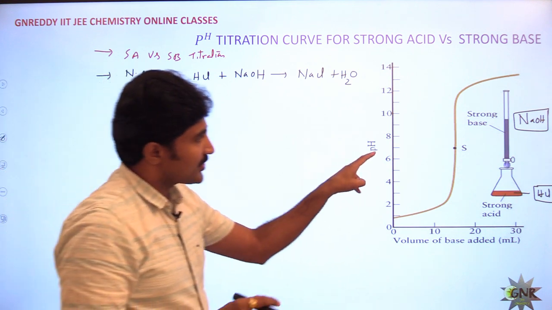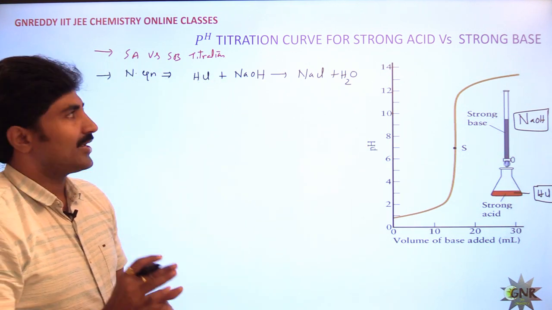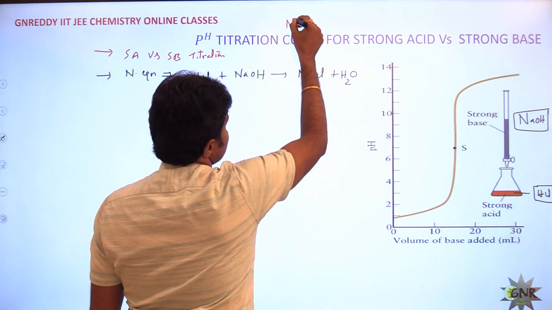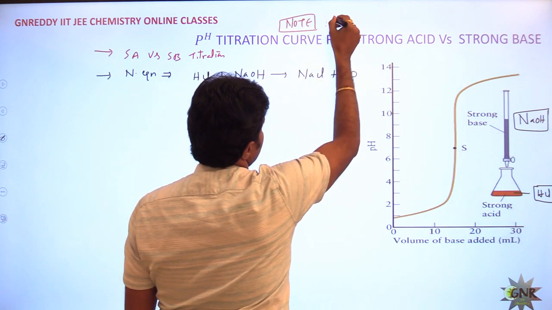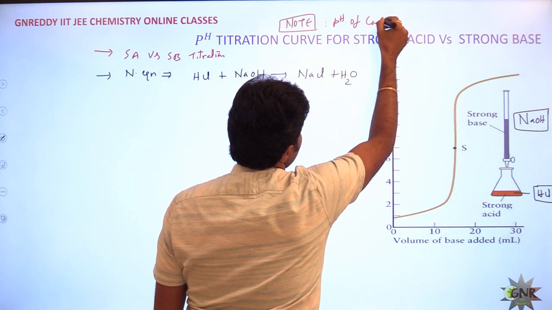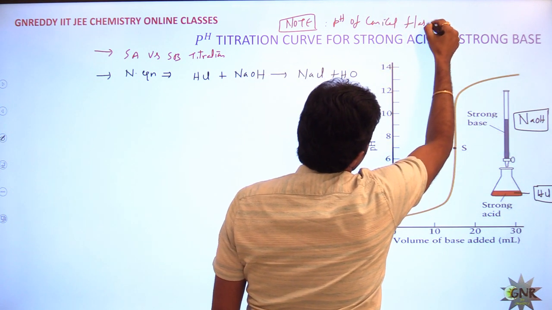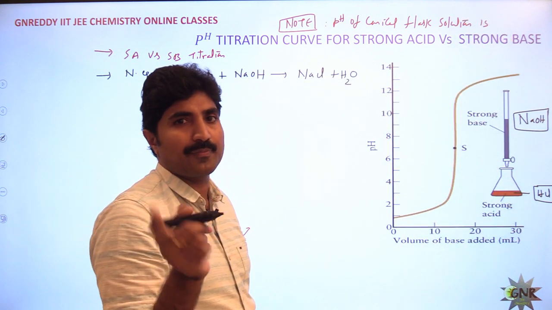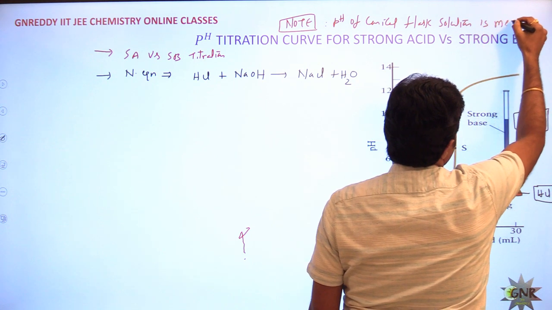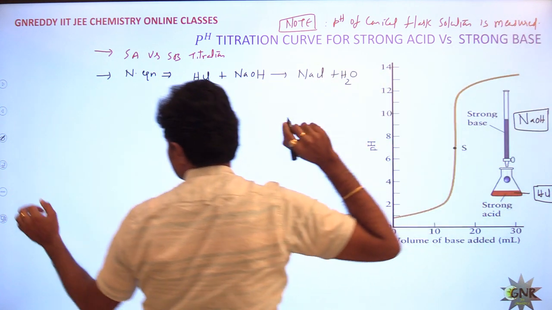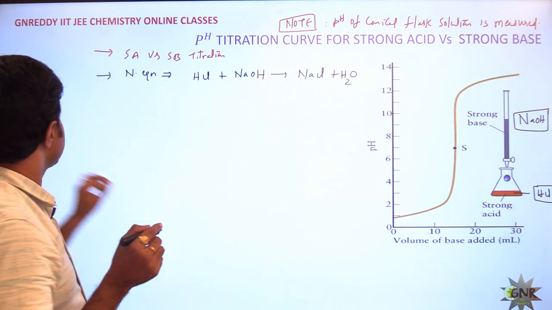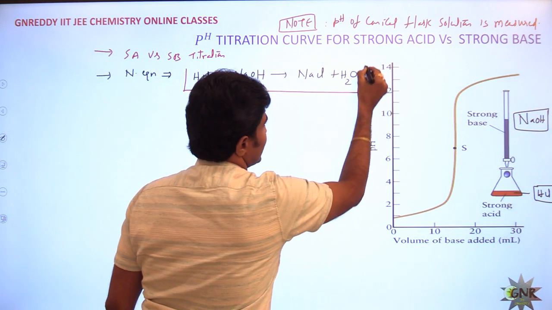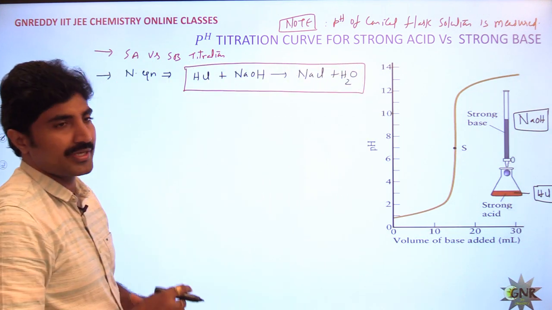Here we are measuring the pH of the conical flask solution only. It's a very, very important note in all calculations: the pH of the conical flask solution only is obtained. The solution is measured using a pH meter. That's why we always have to see the pH of the conical flask solution only. So here the neutralization equation is HCl plus NaOH gives NaCl plus water.